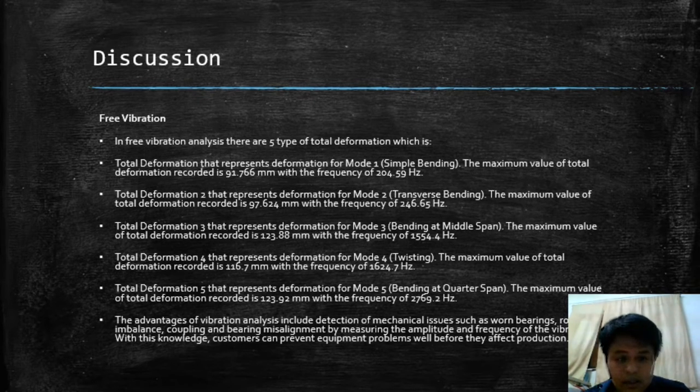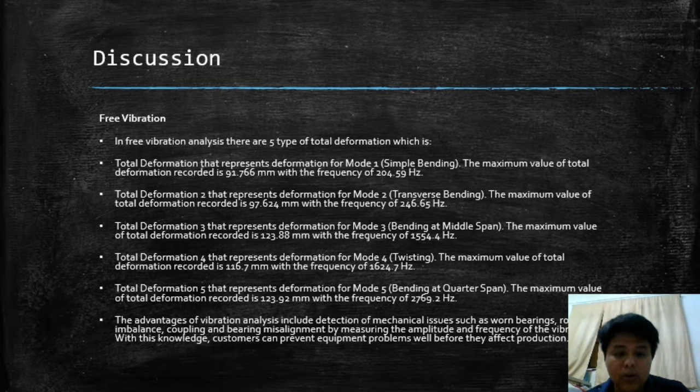Next discussion is the free vibration. In free vibration analysis, there are 5 types of total deformation. Total deformation 1 represents deformation for mode 1, which is simple bending. The maximum value of total deformation recorded is 91.766 mm with the frequency of 204.59 Hz. Total deformation 2 represents deformation for mode 2, which is transverse bending.